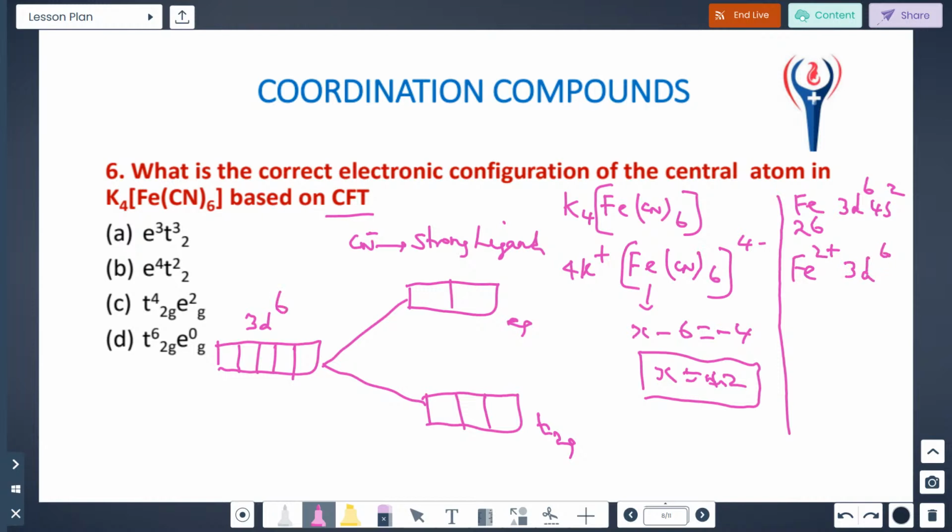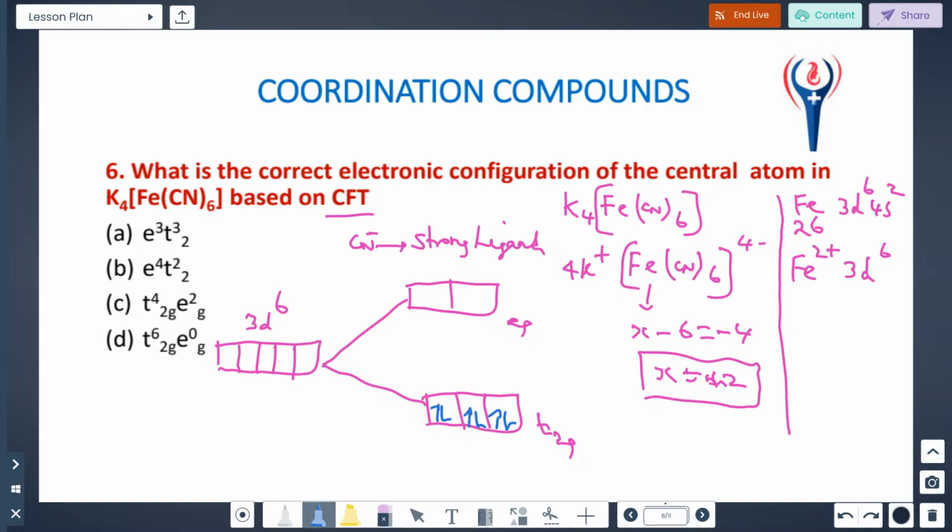But CN is a strong ligand. Strong ligand means all the 6 electrons are going to pair here only. If you have a weak ligand, you can pair in the eg also. But since it's a strong ligand, all 6 electrons pair here only: 1, 2, 3, 4, 5, 6. So here there is no electron. Now what's the configuration?